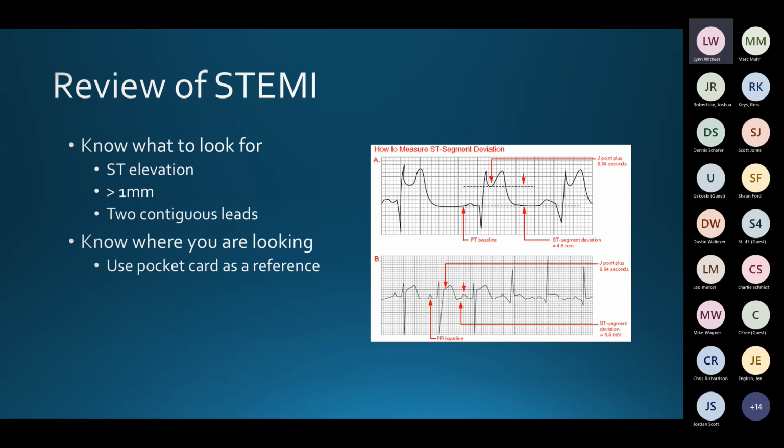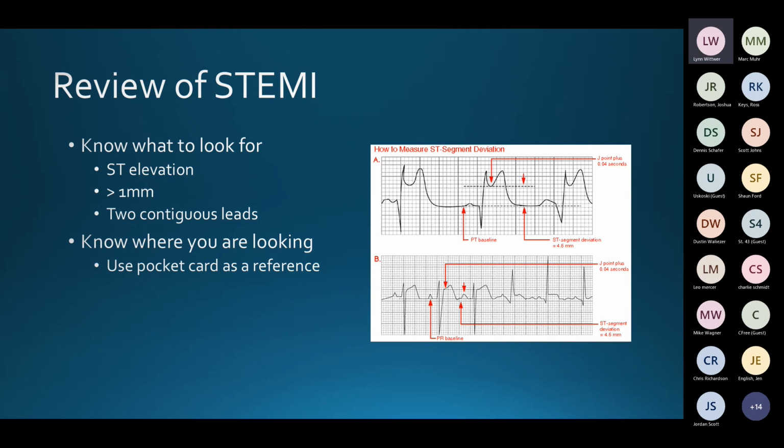So to recapitulate, what to look for in a STEMI is ST elevation of greater than 1 millimeter in two contiguous leads. So automatically you say, well, if I only had ST elevation in lead AVR, I couldn't call it a STEMI because there are no other contiguous leads. But it's important to call it to the attention of the doc when you find it.